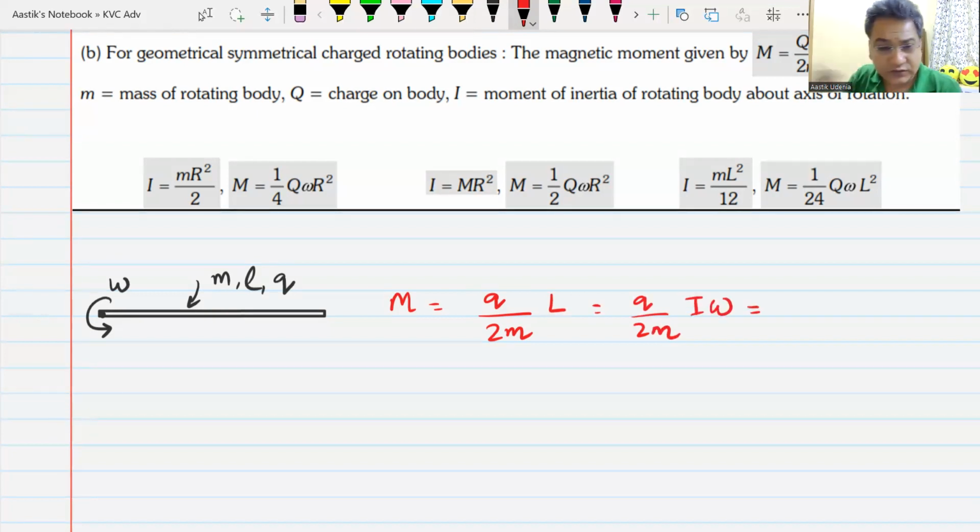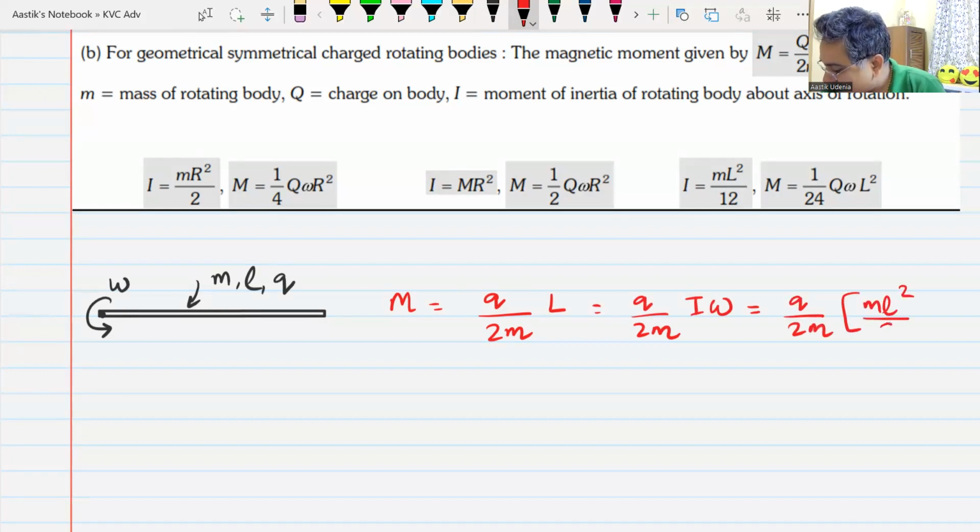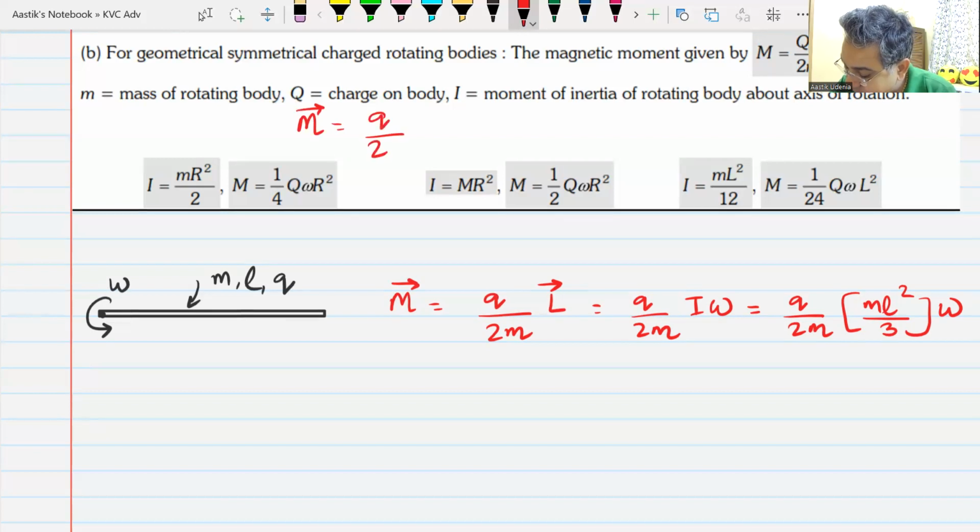And how much is the I of this rod about the end? Obviously, you have forgotten. ml square by 3 into omega. In fact, I can write it as a vector thing. So you also know the magnitude and you also know the direction. So this is the formula for magnetic moment of a rotating body in terms of its angular momentum. You can note down this formula, and this formula would be used wherever you have a rotating body like this.